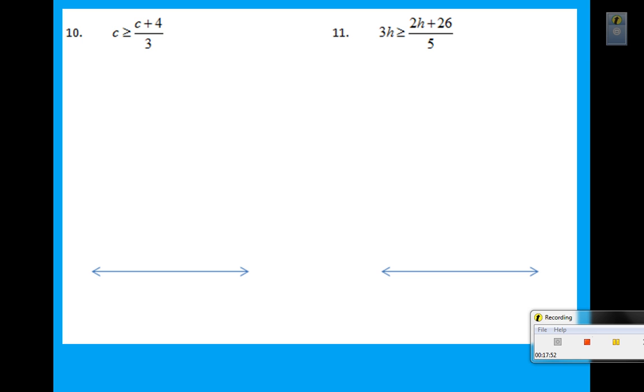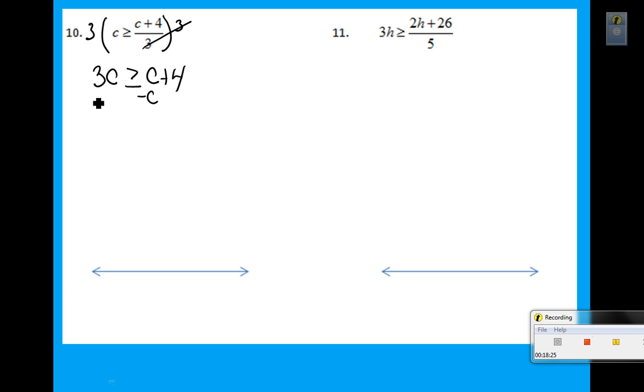On number 10, I could ask you, what do you not like? And I know the answer. The answer is, Mr. Harris, I don't like that 3. So we're going to get rid of that. We're going to multiply both sides by 3. And if you do that, I'm at 3c is greater than or equal to, because 3 times c. These 3's cancel out, which leaves me c plus 4. Now look how easy that problem looks.